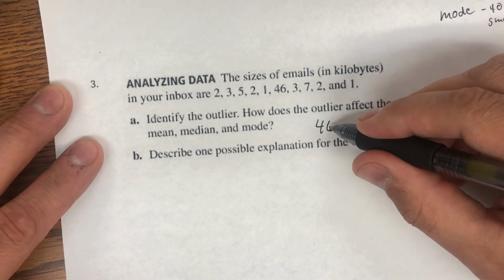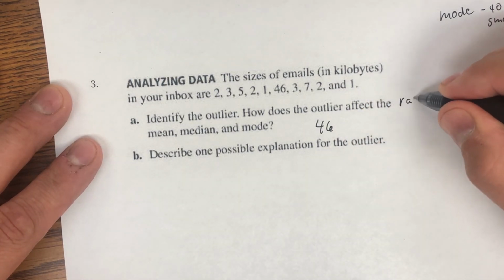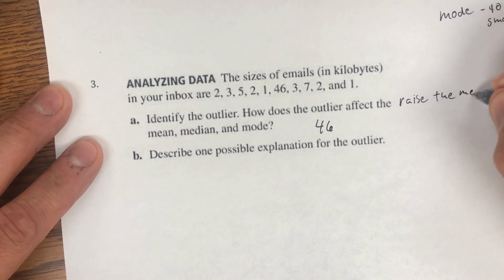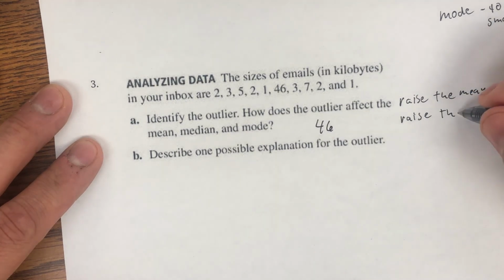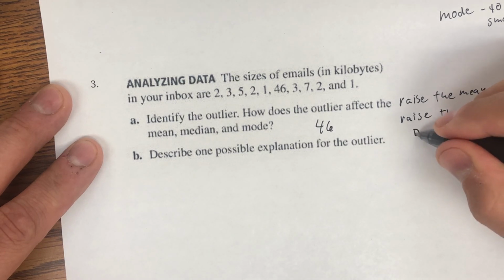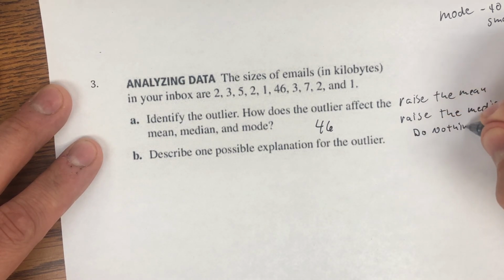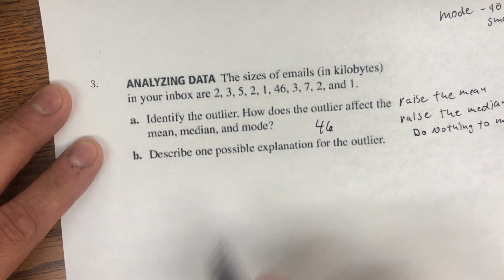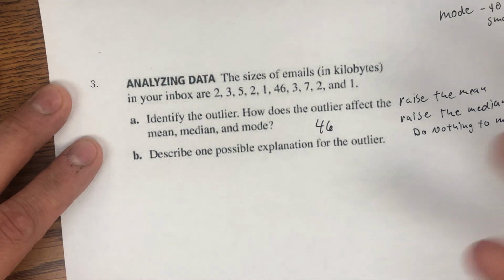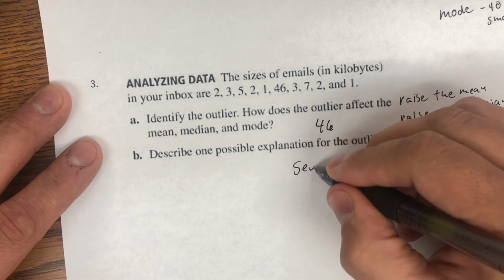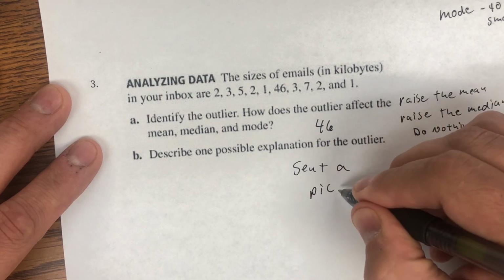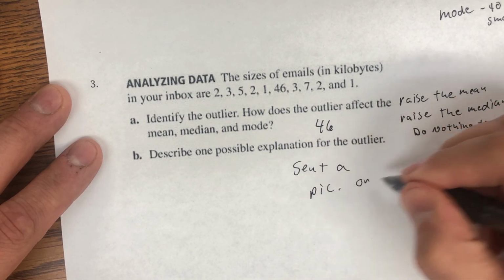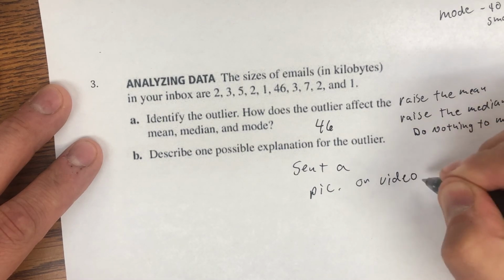Well, if our outlier is way bigger than all the rest, it would raise the mean. It would also raise the median, because it's on the large side. And it would do nothing to the mode. It didn't repeat itself. And describe one explanation. Well, I would say I probably sent a video, or a picture. It's something big. So send a picture or video. That made it much larger than all the others.